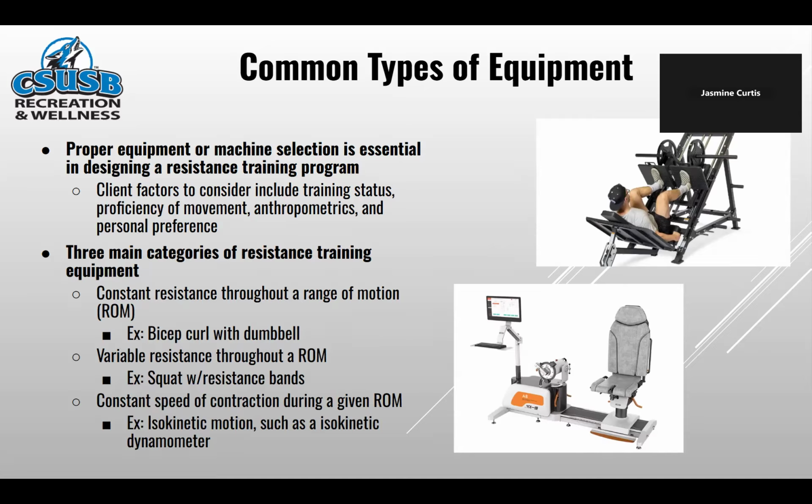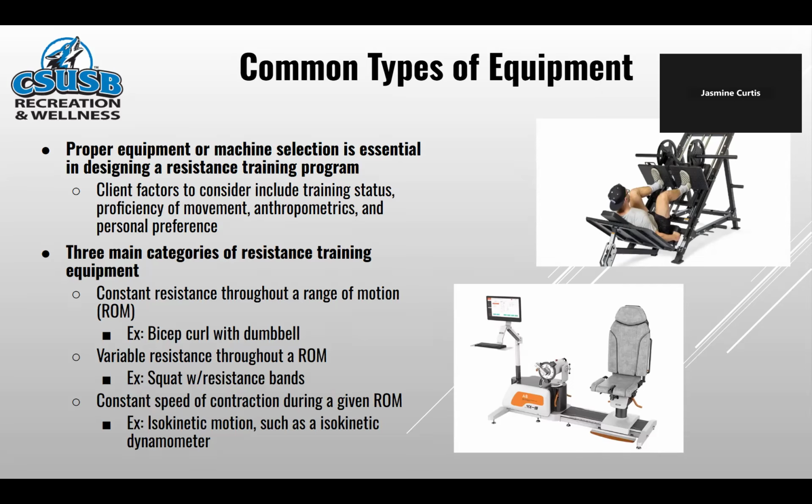The three main categories of resistance training equipment are constant resistance throughout a range of motion. A bicep curl with a dumbbell is a great example of this. If I'm curling a 25 dumbbell, the weight's not going to change on the way up or the way down. The second category is variable resistance through range of motion. So squatting with resistance bands, as I'm coming into the eccentric portion of the squat, my weight is increasing, and then as I'm coming to the concentric portion of the squat, my weight will be decreasing depending on where the bands are. If the bands are attached to the floor, that's how it would be.